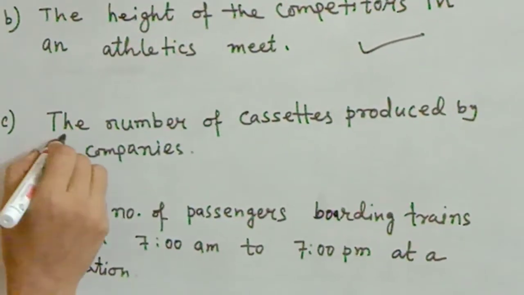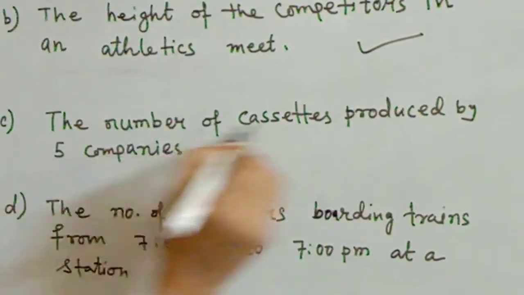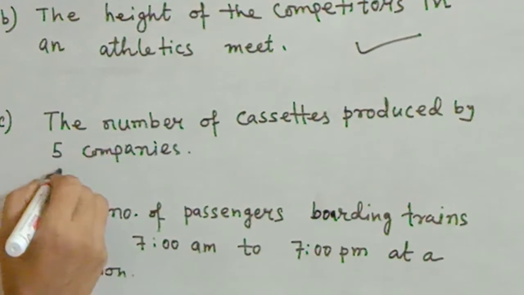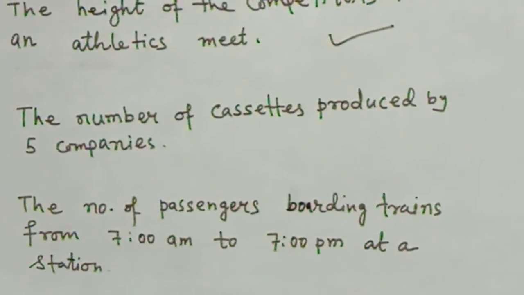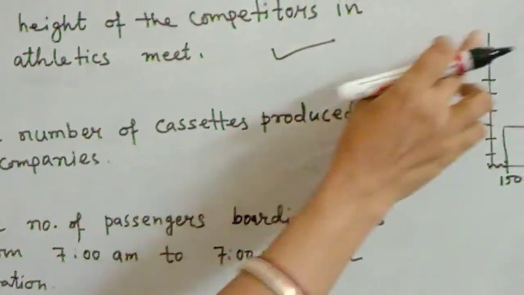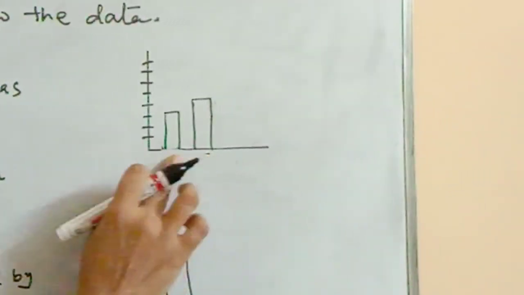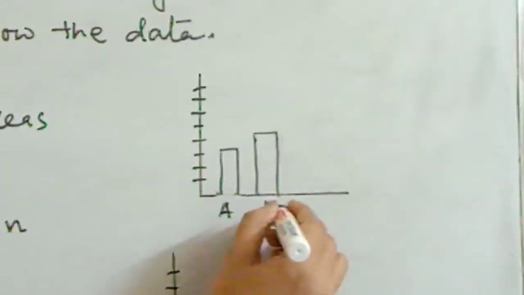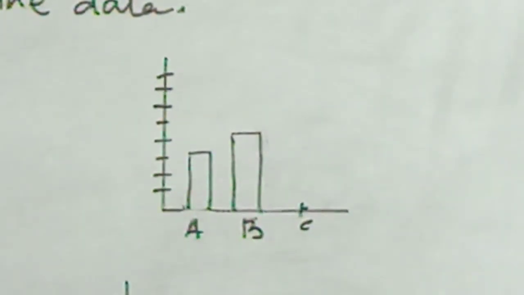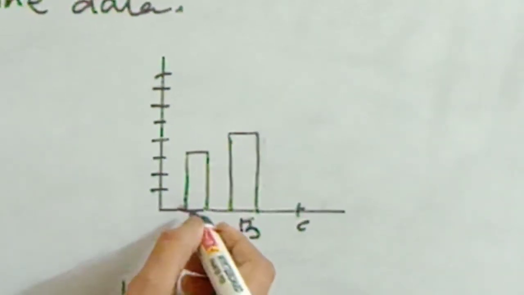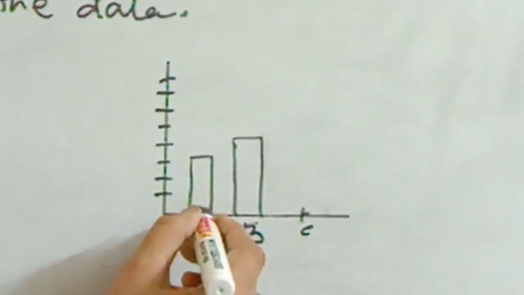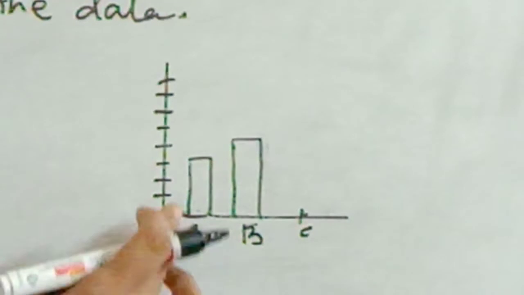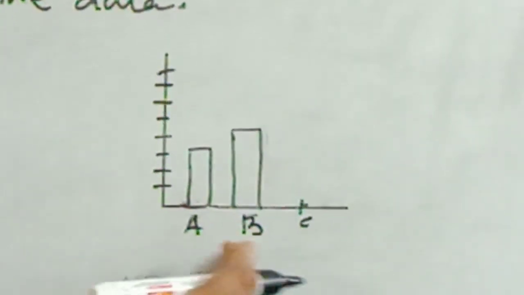Now question number C, the number of cassettes produced by 5 companies. Can we draw a histogram or do we have to draw a bar graph? If I get this raw data, say 5 companies, this is company A, this is company B, this is company C. So when we are taking this kind of companies, company A, and how many cassettes company A is producing. Company B has no relation with company A.